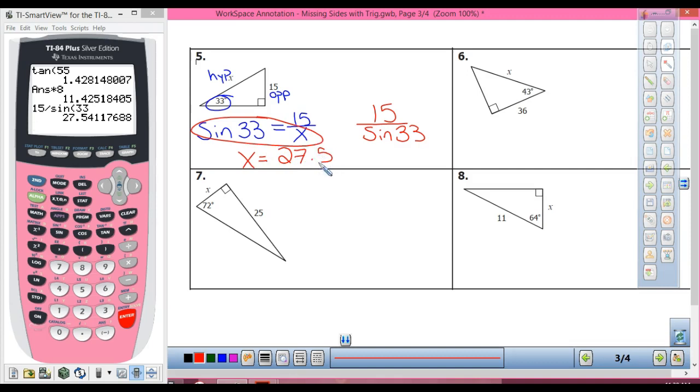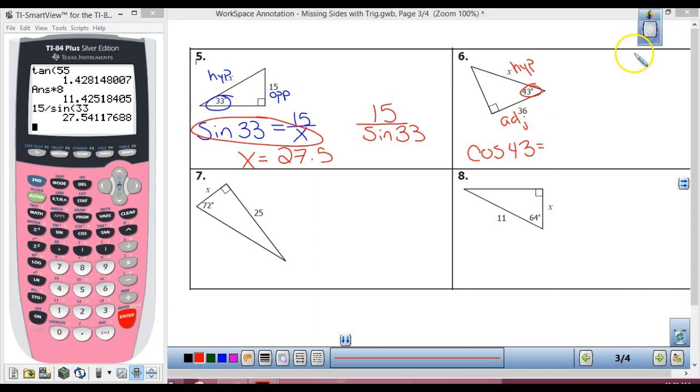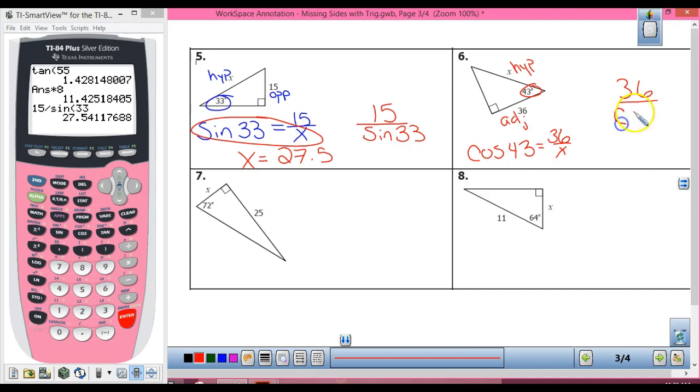All right, so over here, from 43, 36 is adjacent, x is hypotenuse, so I'm using cosine of 43 equals 36 over x. So now since x is on the bottom, I have to go 36 divided by cosine of 43. What do we get? 29.2. What do you guys got?